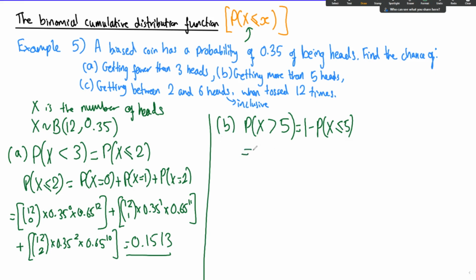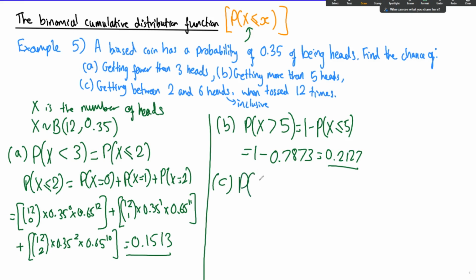I'll get 1 minus 0.7873. Or in other words, 0.2127. Like so. And that will give us the probability of x being greater than 5 without having to do all of this calculation. And then now we want to get between 2 and 6 heads inclusive.